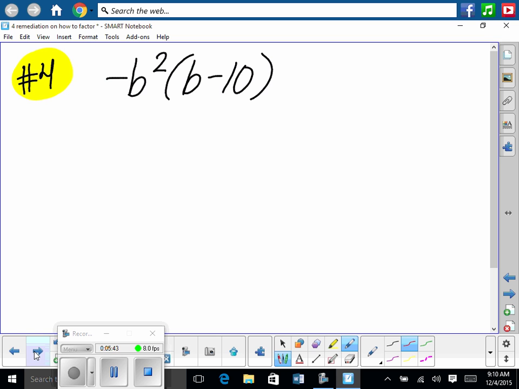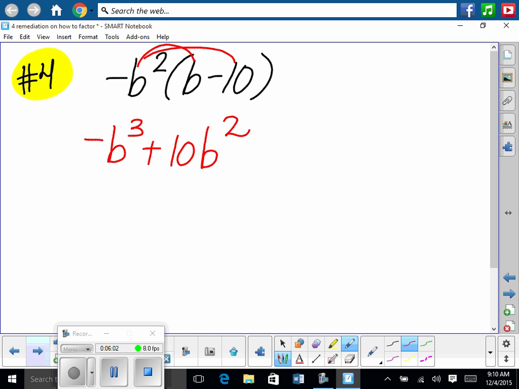So number 4, let's do this one. Negative b squared times b minus 10. We would distribute, we know how to multiply. We would have negative b cubed plus 10b squared. Now, I'm going to go backwards because obviously I know you know how to multiply. That's not the point of today. Today is seeing the connection here.